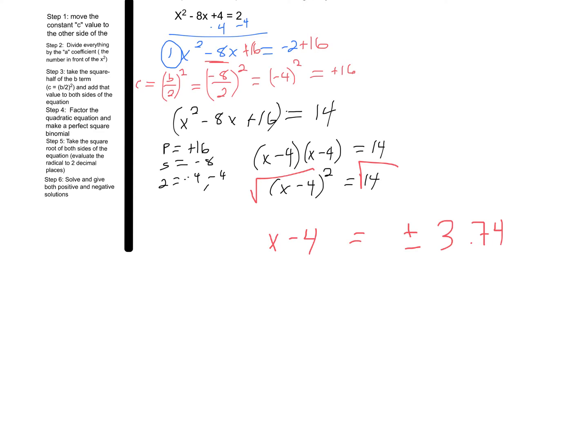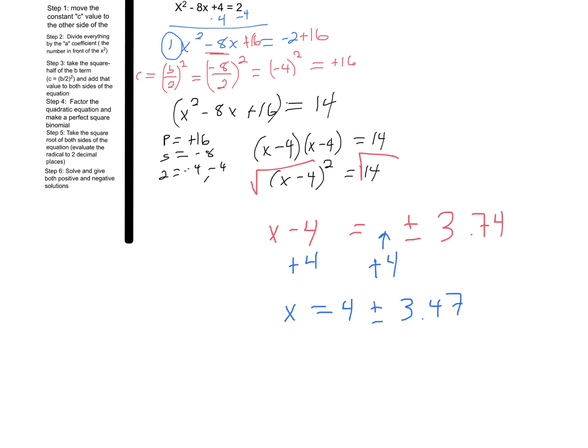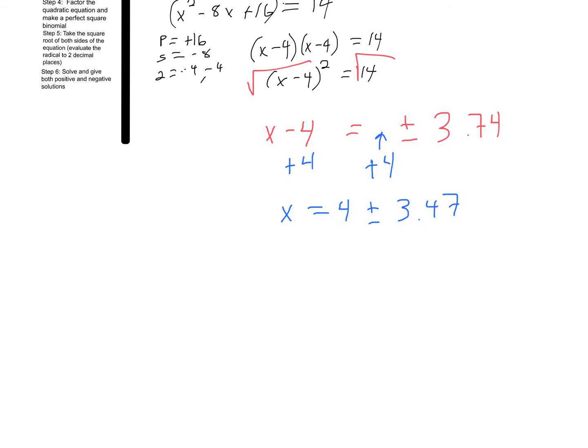Then from here, we're going to now start solving by adding 4. So x equals 4, that should be a plus, plus or minus 3.47. Alright, so now remember folks, there's two answers to show us here. The x positive says we do 4 plus 3.47, which is 7.47.